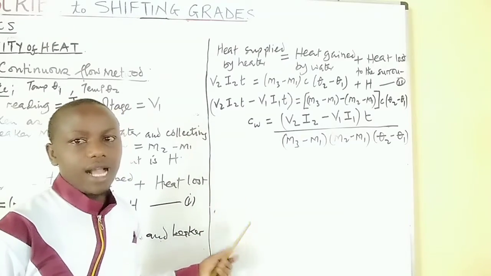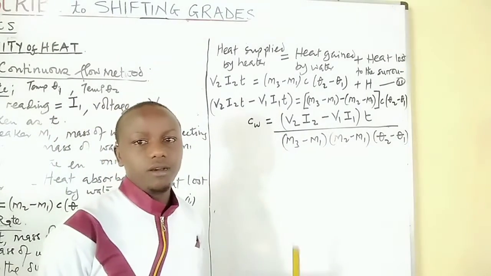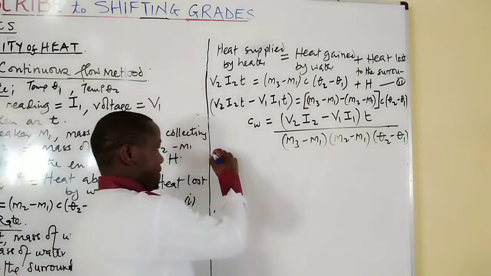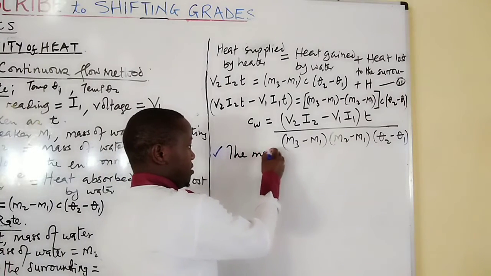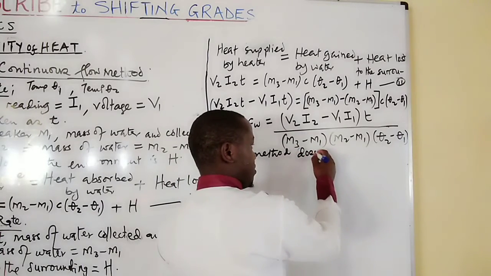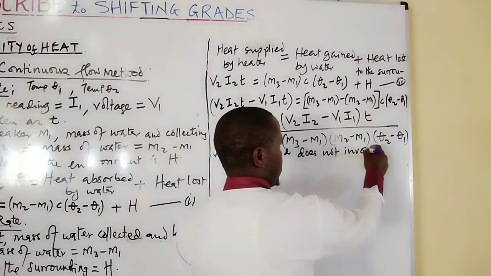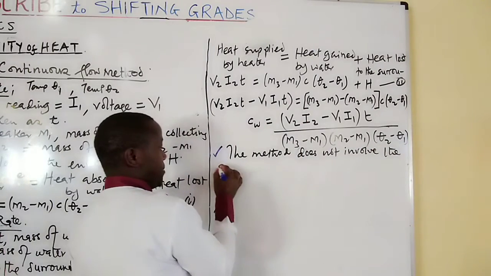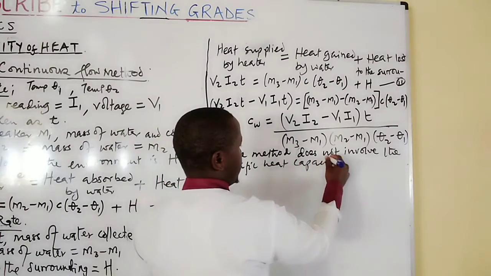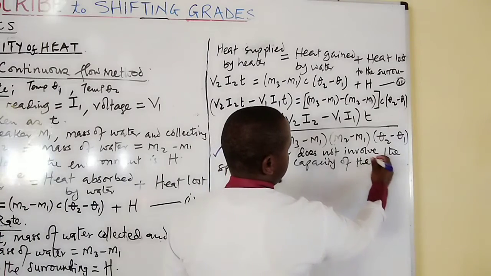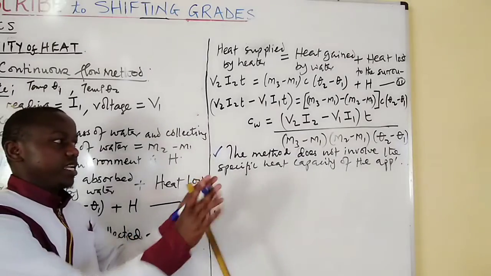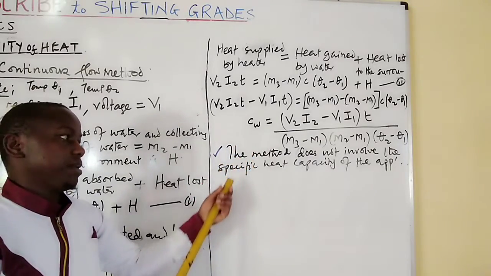This method has some advantages over the other methods we had discussed earlier, and one of them is that the method does not involve the specific heat capacity of the apparatus. The specific heat capacity of the apparatus is not associated in the calculation of the specific heat capacity of water.